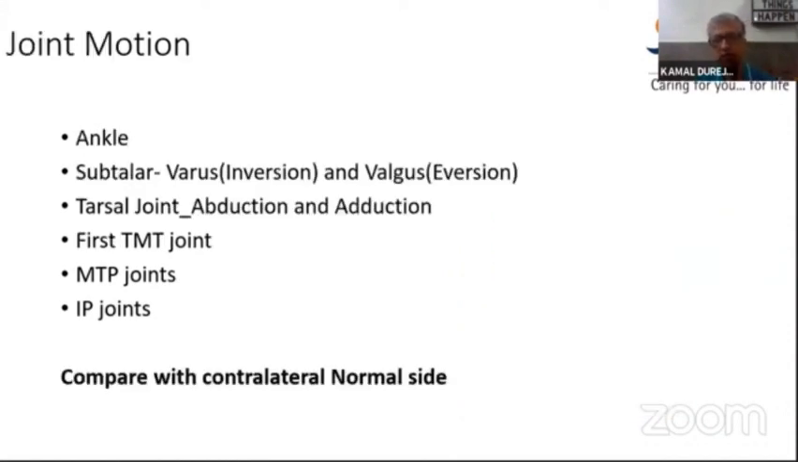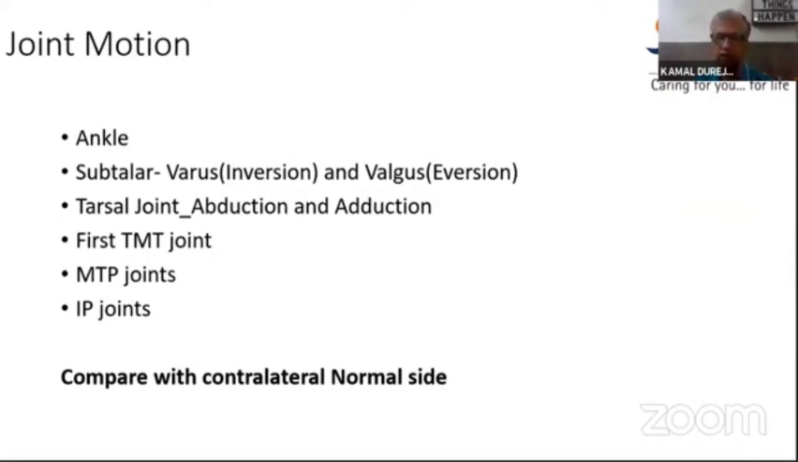Once your palpation is completed, we move on to the joint examination, starting from proximal going distally. That means in order of proximal to distal, you should check the movements of the ankle, subtalar, tarsal joints, TMT joints, and MTP, and then IP joints.